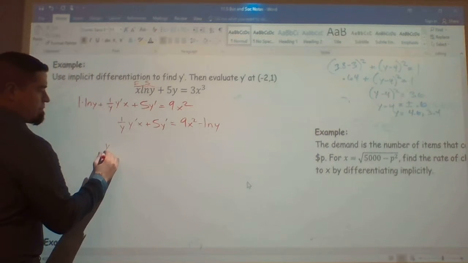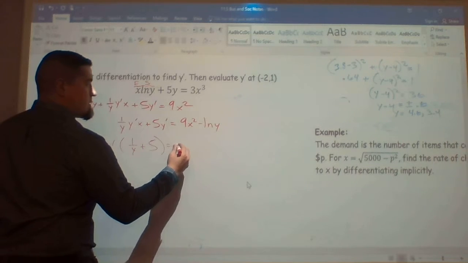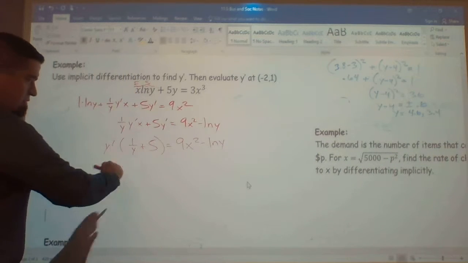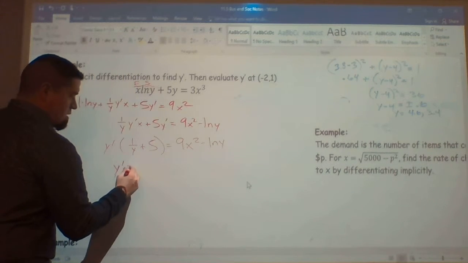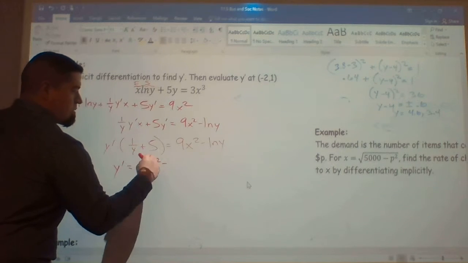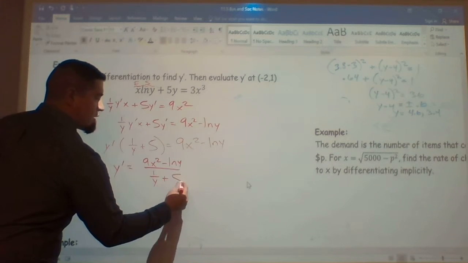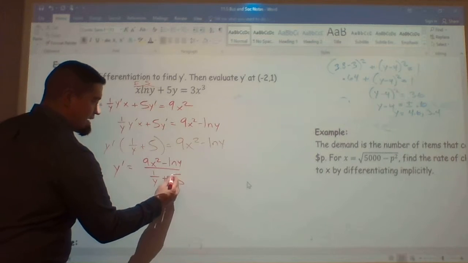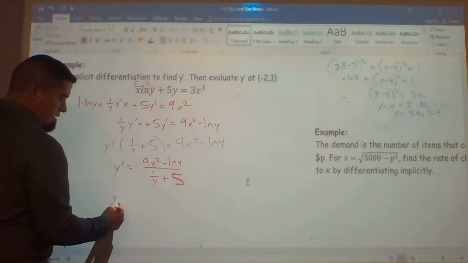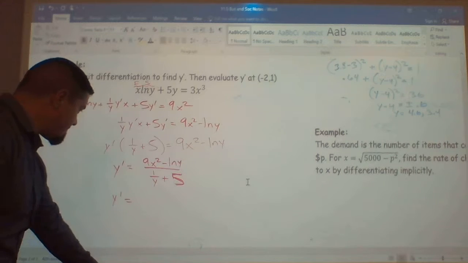Factor out the y prime times (1 over y plus 5) equals 9x squared minus ln y. And from there, divide out your 1 over y plus 5. Okay, and then what do we say in class? We do not like fractions there in our numerator or denominator, so multiply everything by y over y.